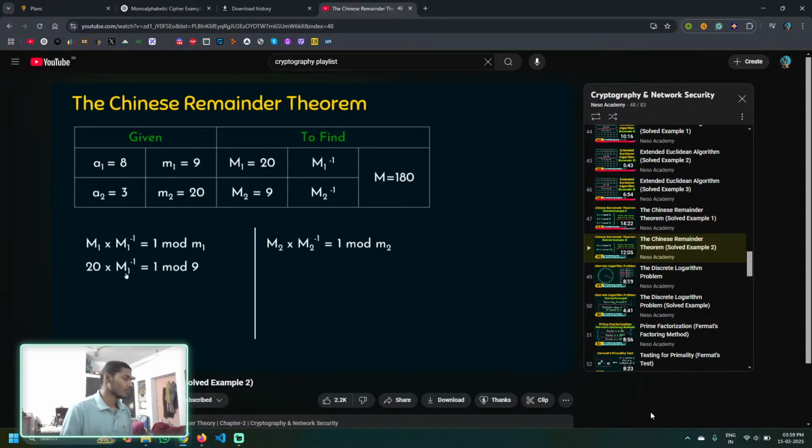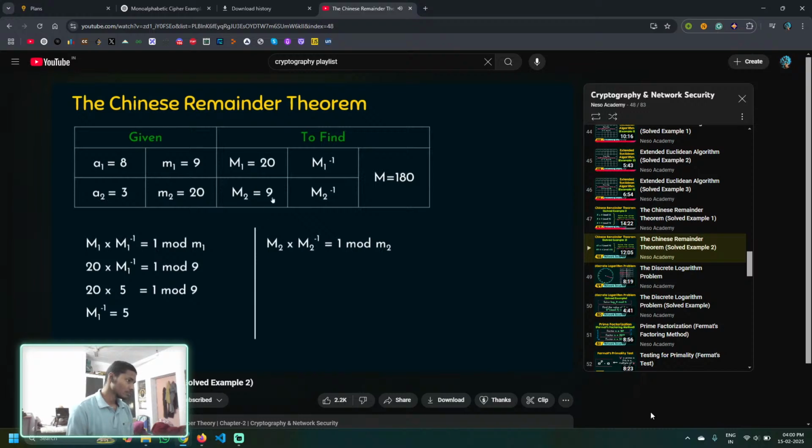Let's try 2. 20 into 2 is 40. No, we don't get 1 as the remainder when we divide 40 by 9. Let's try 3. No. Let's try 4. No. Let's try 5. Yes. 20 into 5 is 100. 100 when it is divided by 9, 9 11s are 99, so we get 1 as the remainder. So obviously capital M1 inverse is 5. That's what we obtained. Let's move on to the second part, which is this.